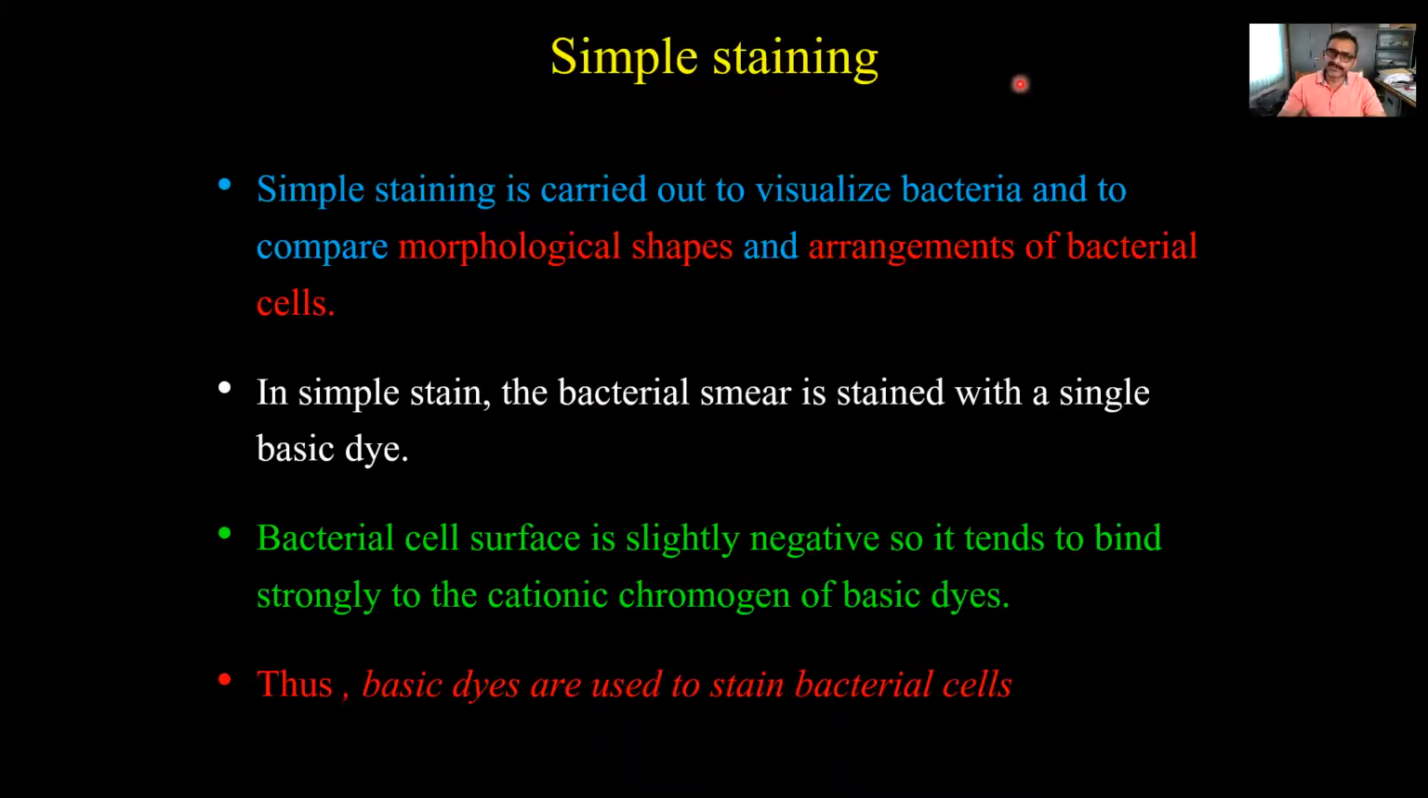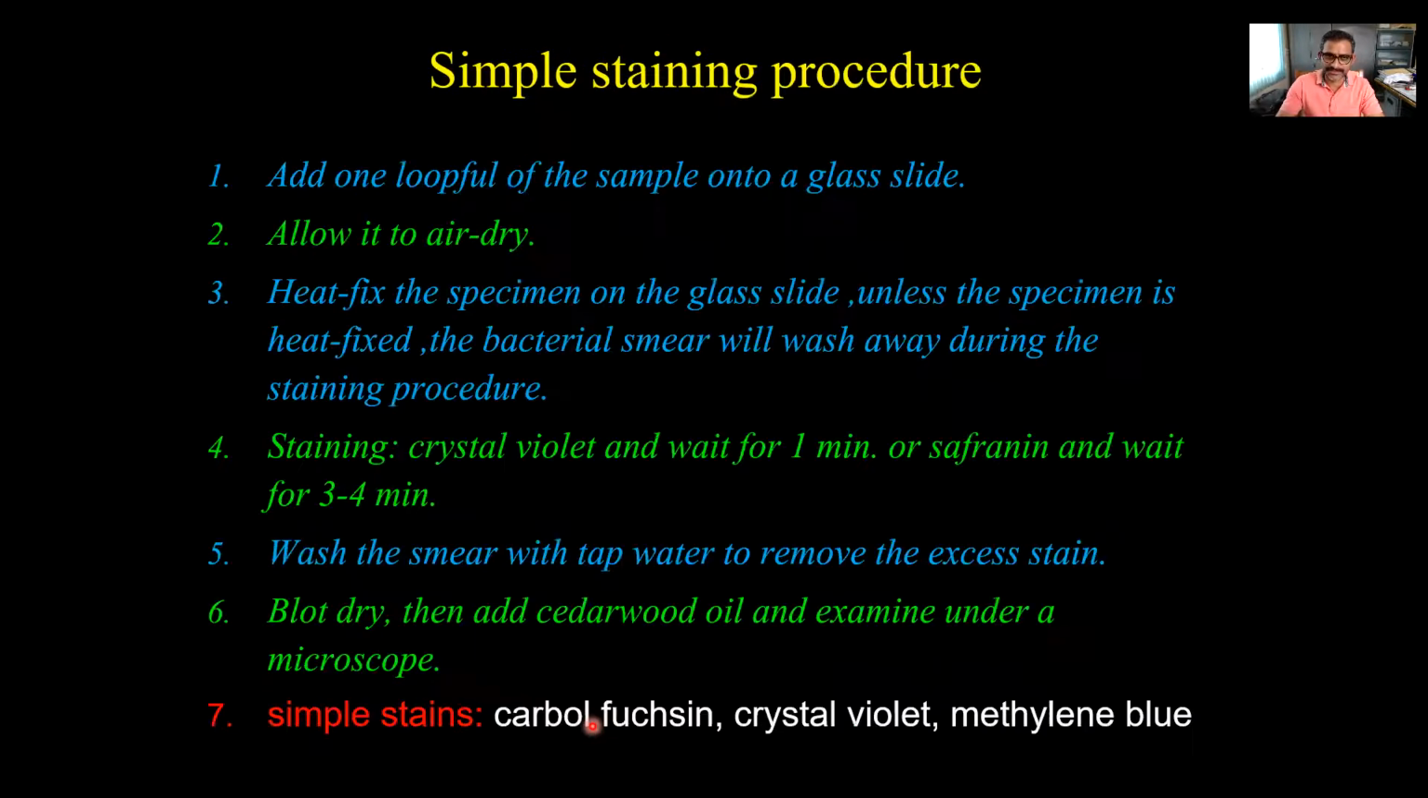So here, you know that bacterial cells are negatively charged. So you can use any basic stains like crystal violet, safranin, methylene blue, any basic stain to stain the bacteria in simple staining. Here only the cell wall is stained. Whatever the cationic or basic stain you apply, it will go and adhere to the cell wall, and the cell wall gets colored.